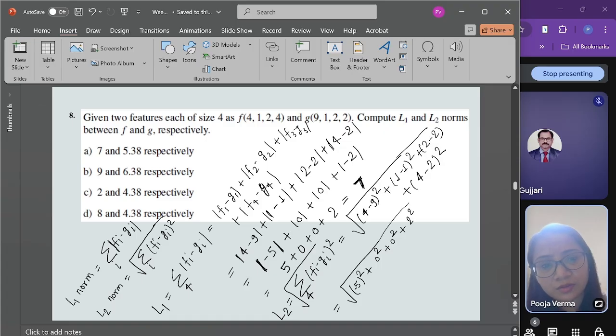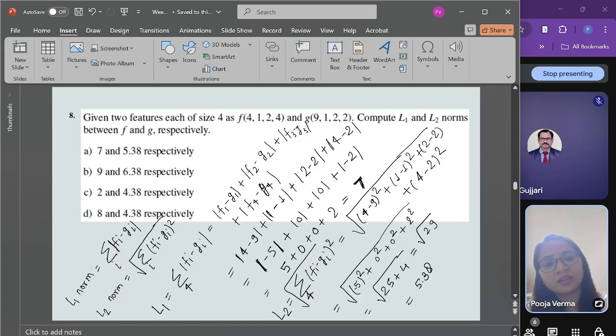So here you will get 25 plus 4. Total you will get 29, and the root of 29 is 5.38. That is correct. So the L1 and L2 norms between F and G are 7 and 5.3. So from the options you can see that option A is the correct answer for this question. Okay. I hope you have understood how to solve this question. So now moving to the next question.